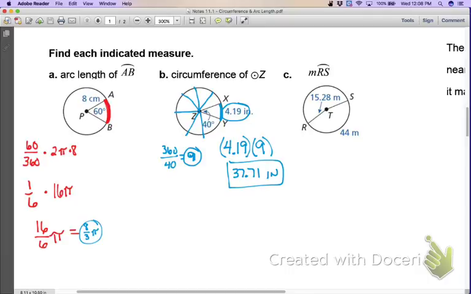I didn't do a very good job. There's 9, kind of. Okay, that means there are 9 40-degree sections, so I just took the 9 that I have, multiplied it by 4.19, and got my circumference all the way around.